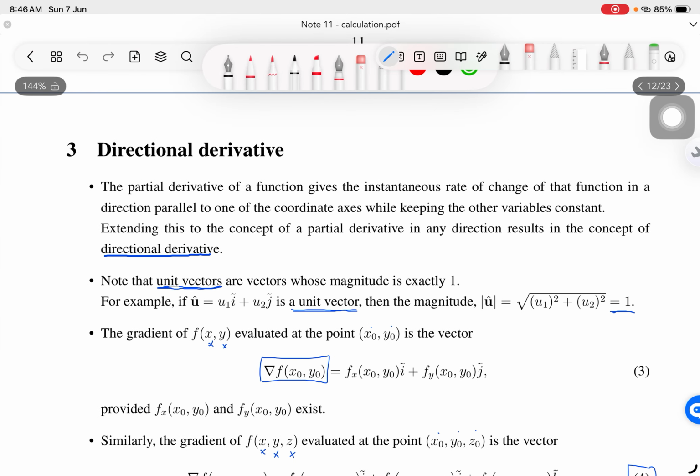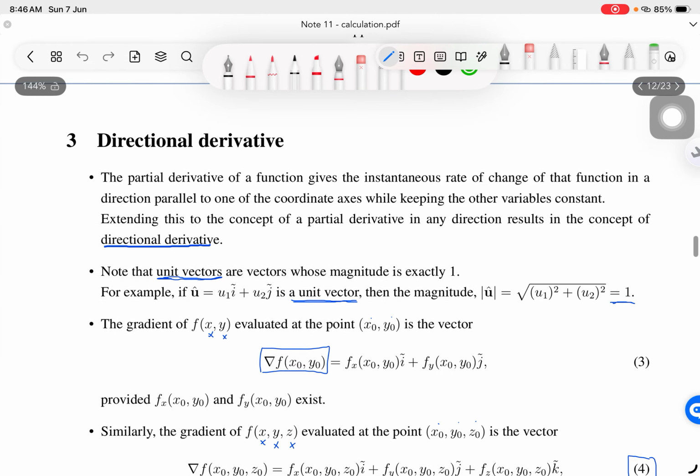Next, we are going into directional derivative. For directional derivative, the important thing that you must know is that unit vectors are vectors whose magnitude is exactly 1. So let's say this is your unit vector. When we find the magnitude of your unit vector here, it is equal to 1.